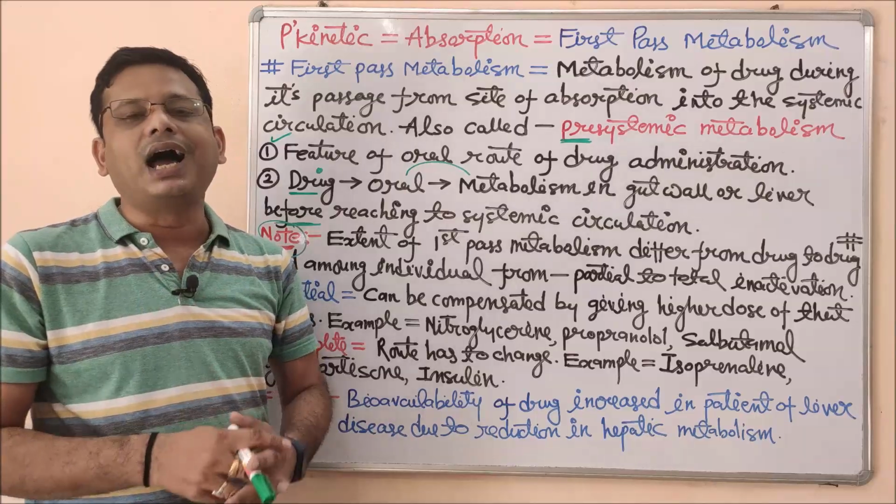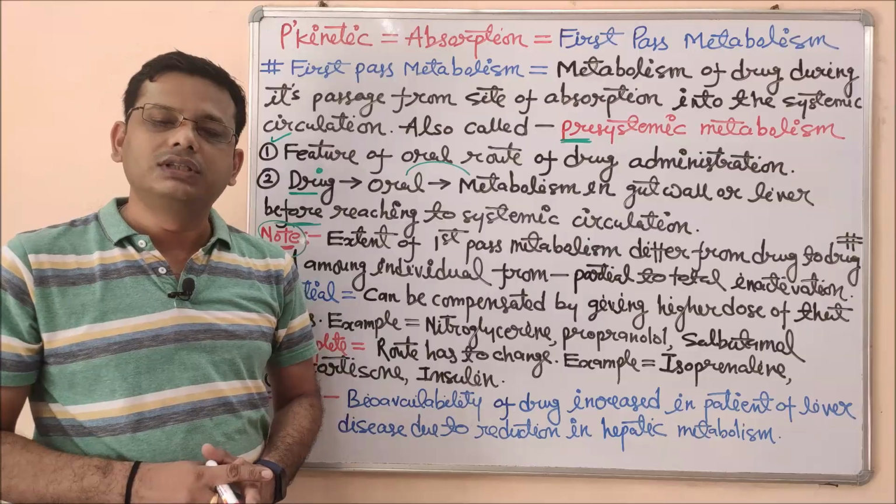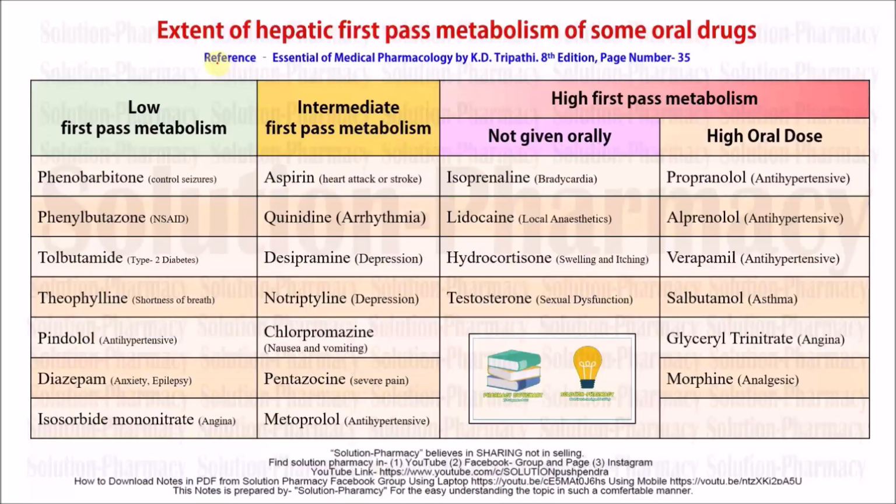To help you understand better, I have prepared a comparative table. So let's have a look at this table, then we will come back to our whiteboard section. Please have a look at this table. In this comparative table, I am going to give you examples of drugs having various degrees of first pass metabolism, starting from low, then intermediate, and finally high first pass metabolism, which has two more subcategories. These are the drugs which should not be given orally, and the drugs which are given by increasing the dose, that means a high oral dose.